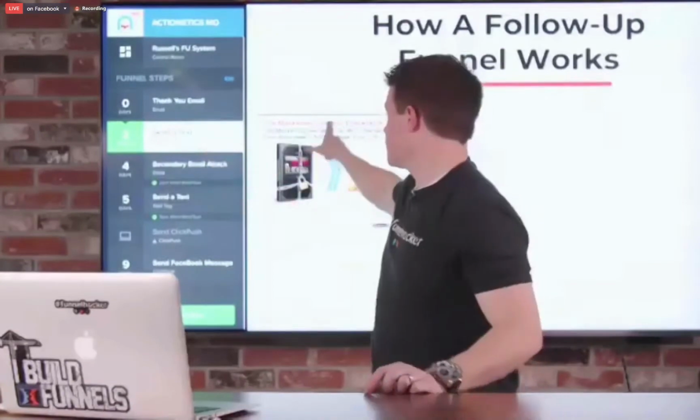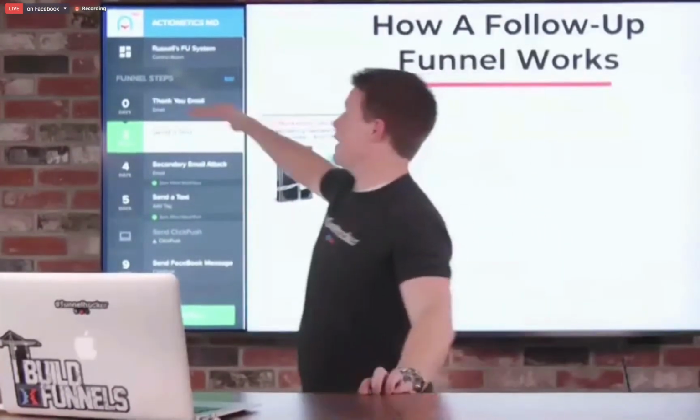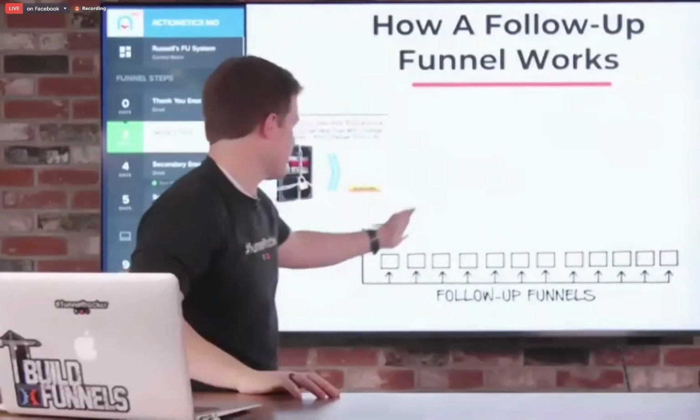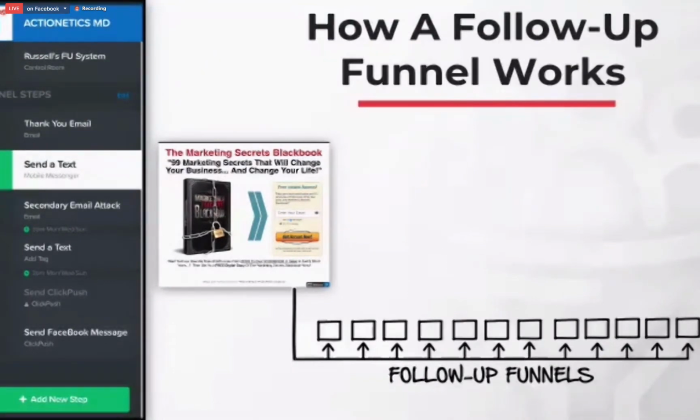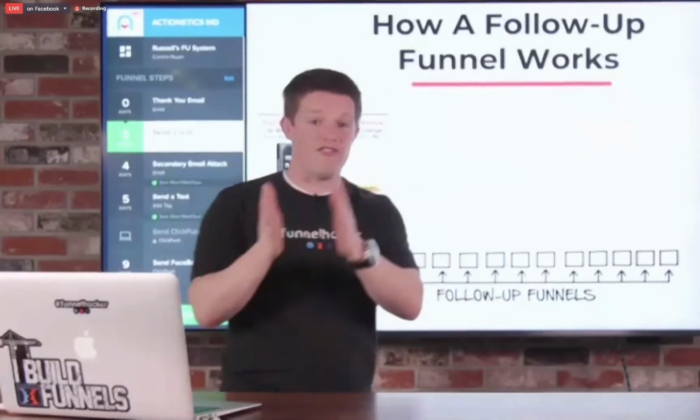So somebody comes here to the Marketing Secrets Black Book. They give me the email address. They click Get Access Now. Boom, they're added right here to the very first message on my list, okay? If you look at this right here, these are all different messages going out, okay? And some can be email, text. There's a lot of different messages that ClickFunnels can send out for you. This is what a follow-up funnel is, okay?